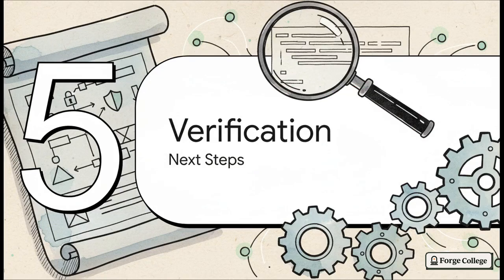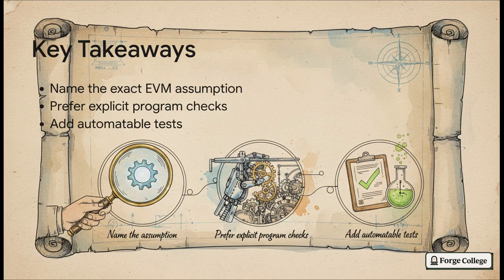Finally, part 5, verification and next steps. Let's quickly summarize this engineer's blueprint so you can actually start porting your own contracts safely. Here are your crucial takeaways. First, always name the exact environmental assumption. Second, prefer explicit program-level adaptations over relying on implicit environment invariants. You have to move that locus of enforcement to the artifacts you control.